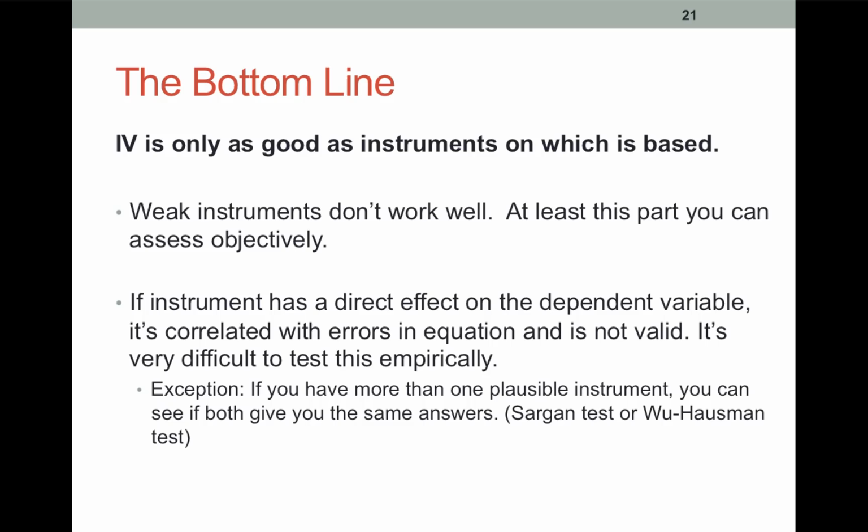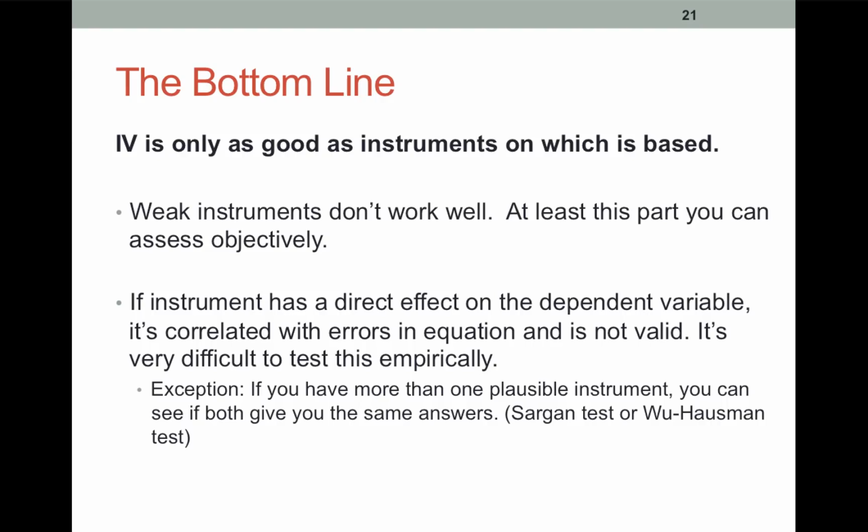So the bottom line is that IV estimates are only as good as the instruments that are used, and there are many ways in which these instruments can be lousy. Weak instruments don't work well, but at least you can assess this just by looking at the results of your first stage. If an instrument has a direct effect on the dependent variable, one that doesn't go through the endogenous variable or the other variables in your regression, then your instrument's not valid. This is a very hard thing to test.